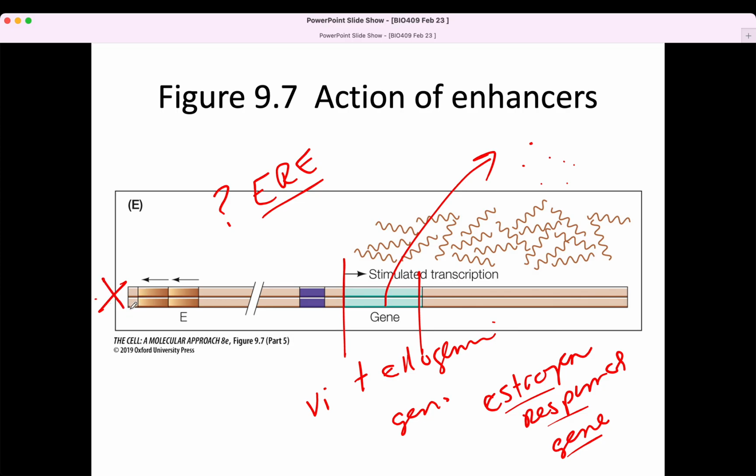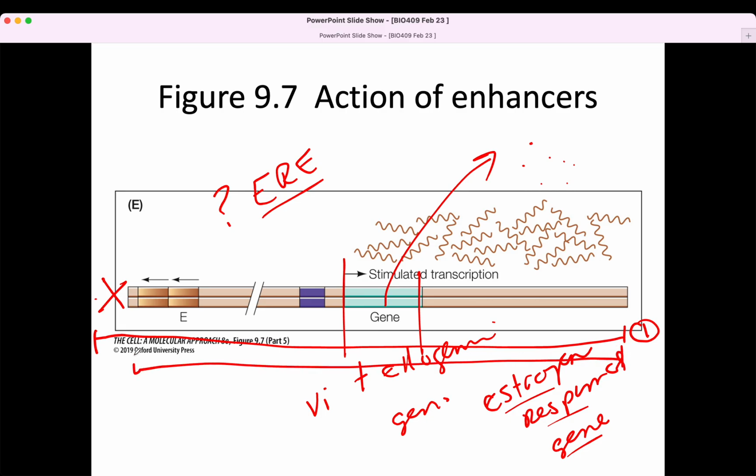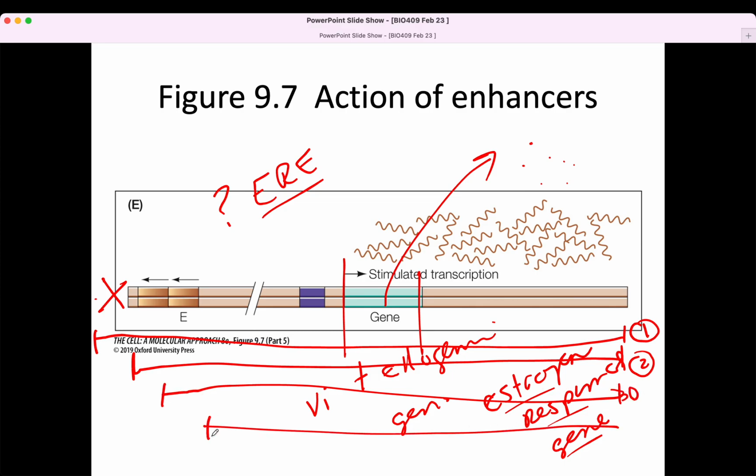So I'm just going to draw down here that the first piece they get in a test tube is like this long. And that's the first deletion they do. And then they delete a little bit more. And that's the second one they test. They delete a little bit more. That's the third one. Delete a little bit more. Fourth one, and so forth.